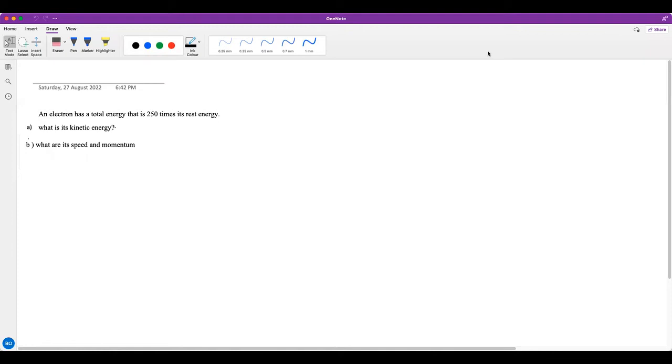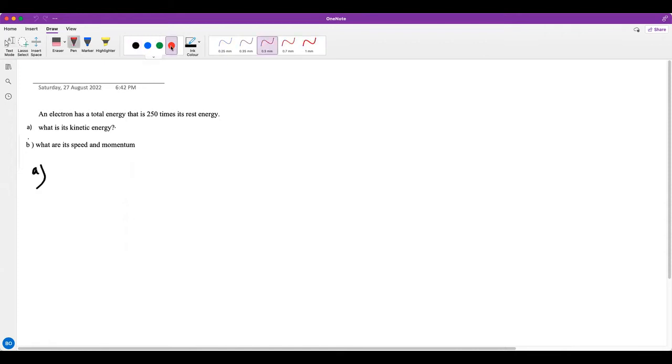This is another problem of application of relativistic quantities like momentum, kinetic energy, and total energy. In this problem, we have an electron with a total energy that is 250 times its rest energy. What is the kinetic energy of the electron, and what are its speed and momentum? So let's start with question A.